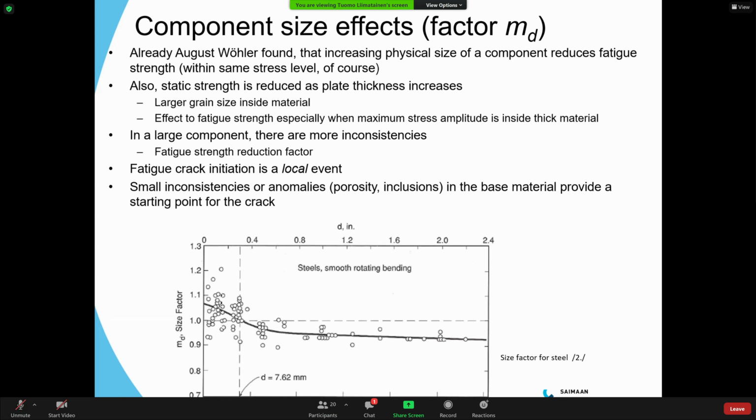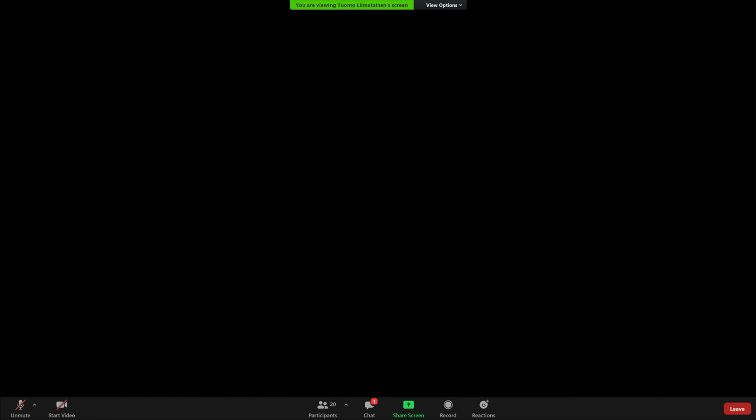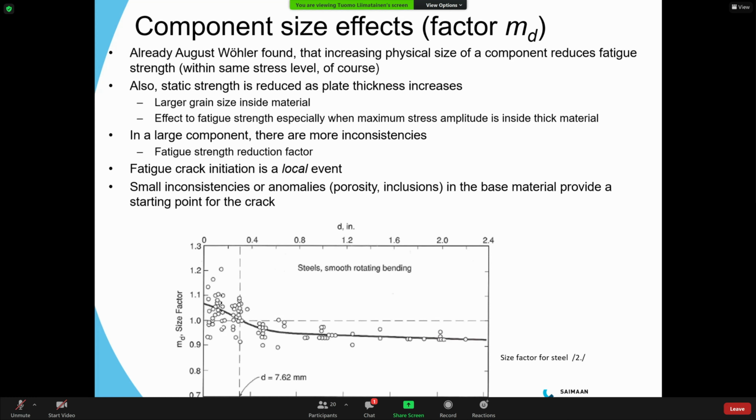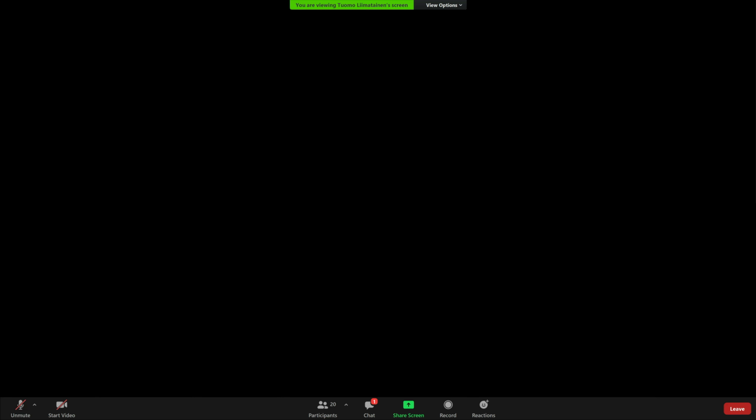And also in a large component, the probabilistic idea is that it is probable that a large component has more inconsistencies in it. There could be inclusions or some other non-ferrous or non-steel materials inside a bigger component than in a small component, just out of pure probability. And therefore that will provide a stress increase, in place of a notch, for the crack to grow. So therefore we need to include the effect of component size.